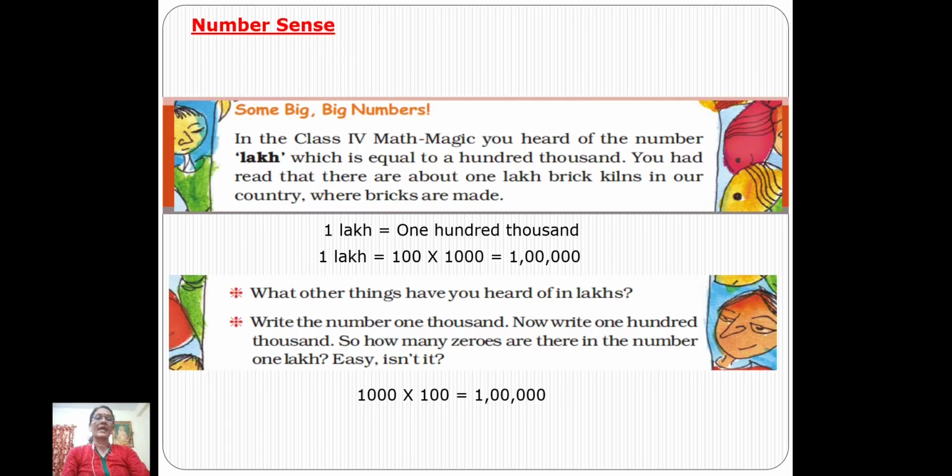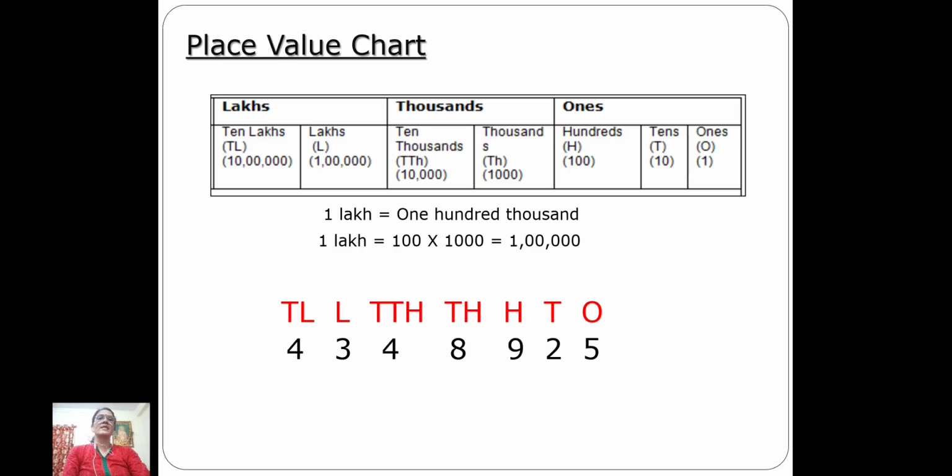1 lakh. Remember children, 1 lakh has 5 zeros, right? You multiply 1000 into 100 or 100 into 1000. It is just easy: write 1 and put all the zeros there. Add all the zeros. How many zeros are there? 100 has 2 and 1000 has 3 zeros. So 1000 into 100 is equal to 1 lakh. So 1 lakh is equal to 100,000.